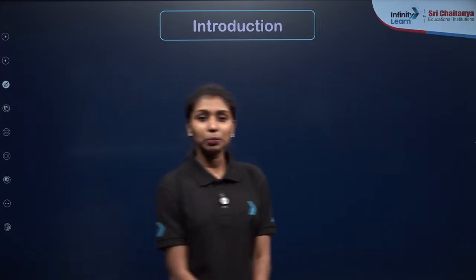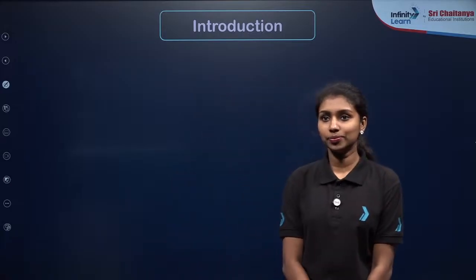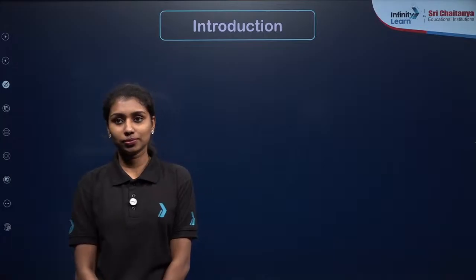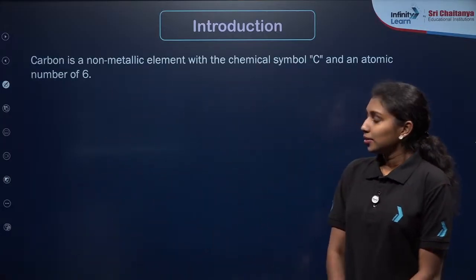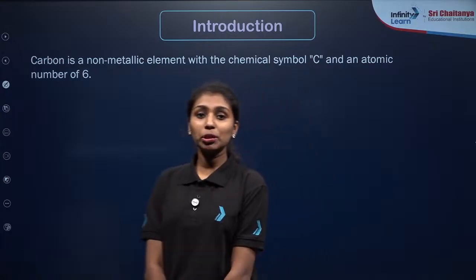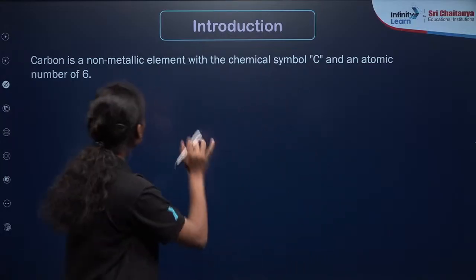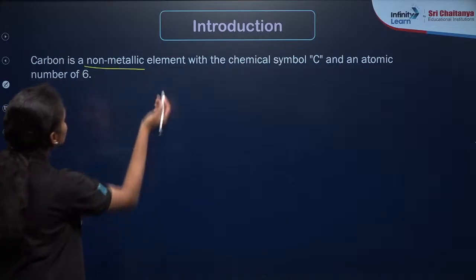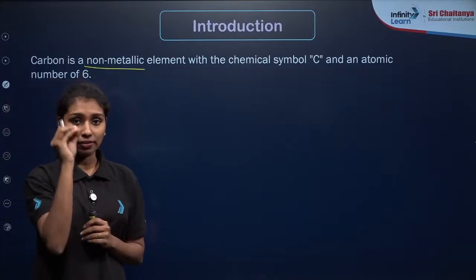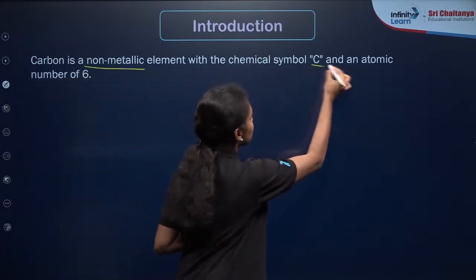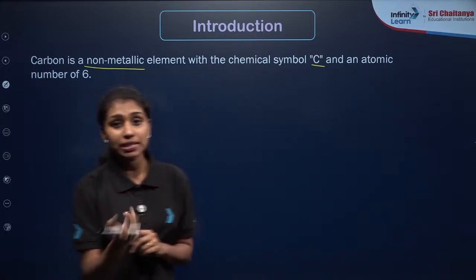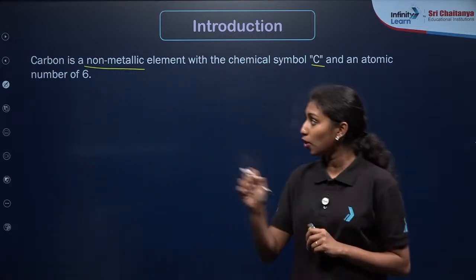So please give me some idea about carbon. What do you mean by carbon? It's an element, right? We have discussed metals and non-metals, and we have seen that carbon is a non-metal. This is a non-metallic element with the chemical symbol capital C, which stands for carbon, and an atomic number of 6. Atomic number of 6, right?